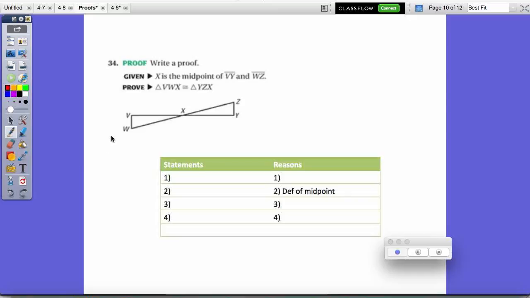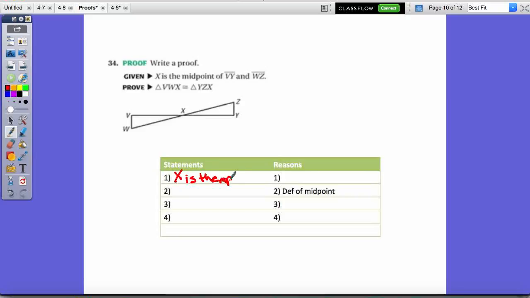So, shh. This is a proof from scratch. But I've told you that there's 4 steps. And I've told you that the second reason is going to be definition of midpoint. So the first thing I'm going to do is write my given, which is that X is the midpoint of segment VY and segment WZ.